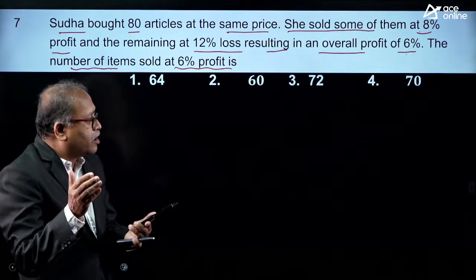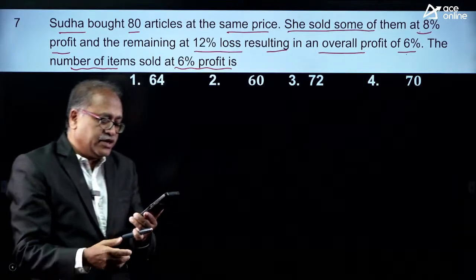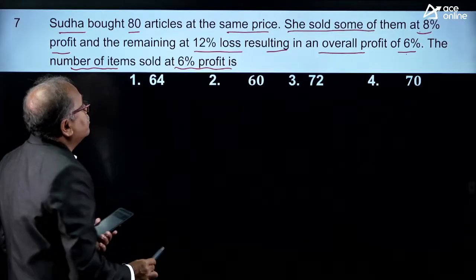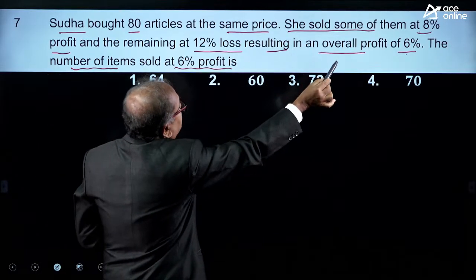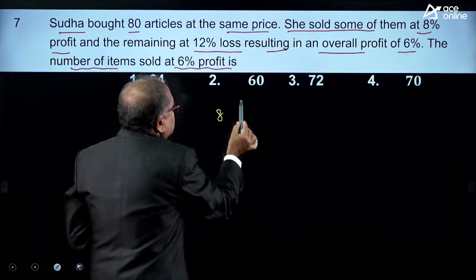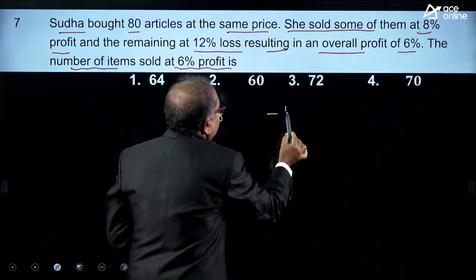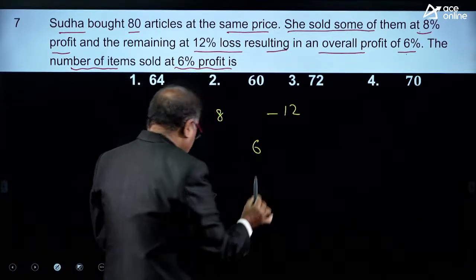72. That's great. That's right, Mr. Appal Naidu. 72. Okay. Let me write down how we will do this question. Here, the first one is the 8% profit. This is a positive number. And the other part is a 12% loss. This is a negative number. And overall there is a 6% profit.